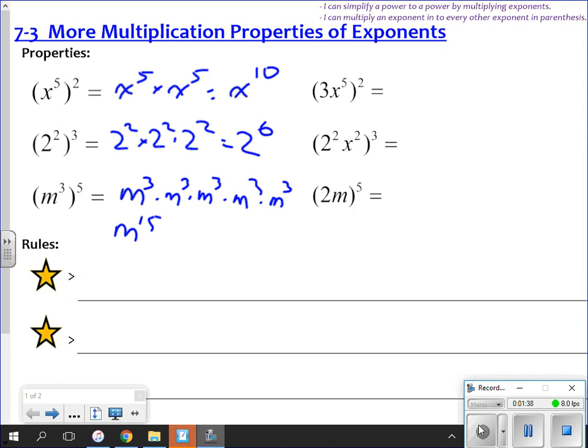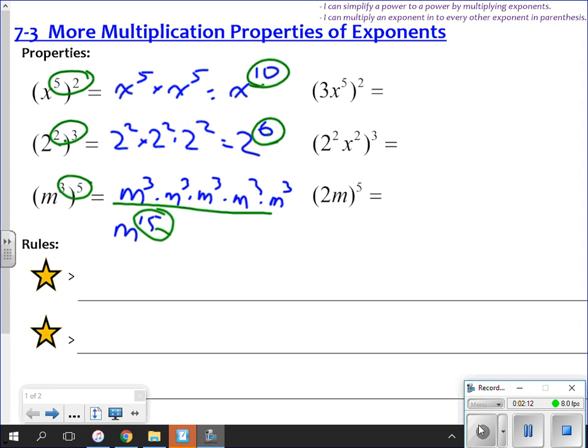However, do you really want to write it out like this every single time? Do you see a relationship between this number and these two numbers? You're multiplying. Yeah. 5 times 2 is 10. 2 times 3 is 6. 3 times 5 is 15.